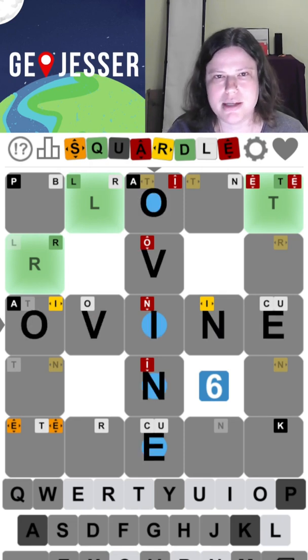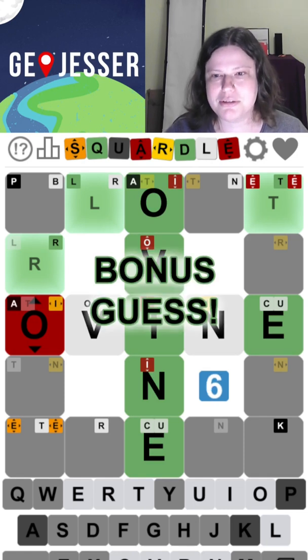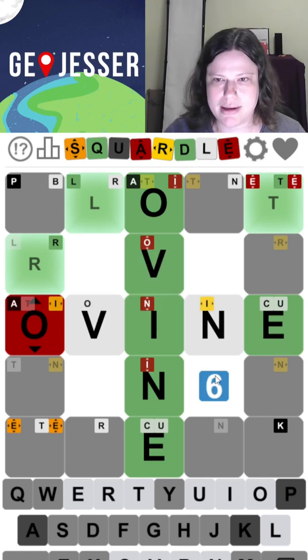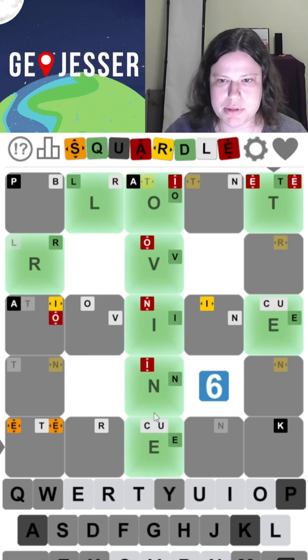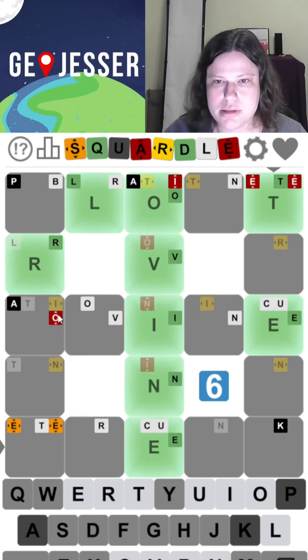They do like the word ovine in this game. I don't know why. And it's correct, so you see you get a bonus guess. So I got that guess back. So that was correct. The I was correct. The E was correct. This is interesting. There is an O in this word. Could go at the end, but it probably goes here.